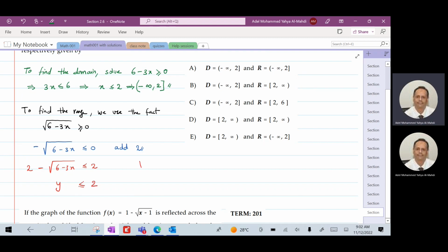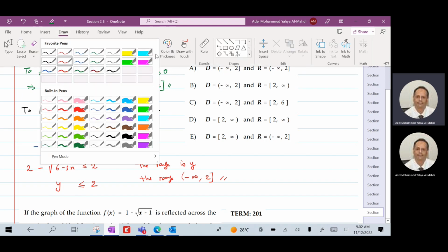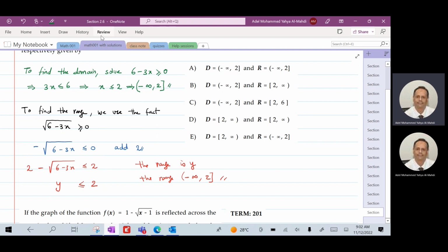And we know that the range is y. So here, the range is from minus infinity up to 2, which is the same as the domain in this question. I mean, some questions have the same domain as the range. So here the answer is minus infinity to 2, so it should be A.